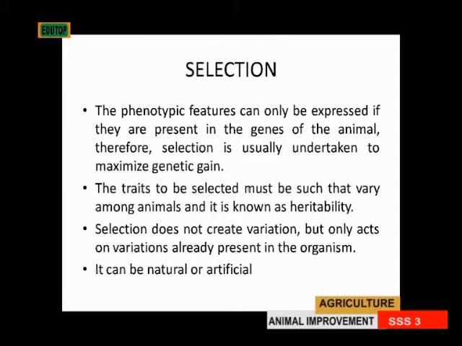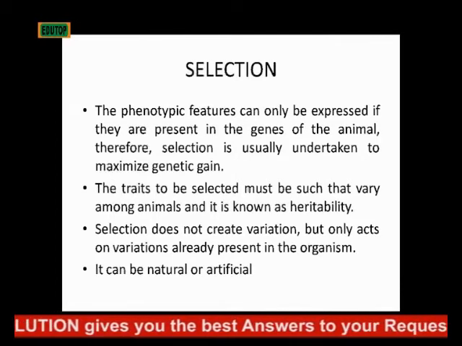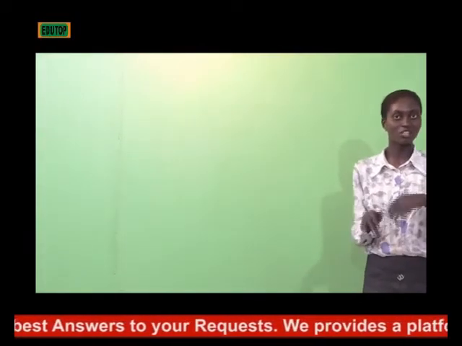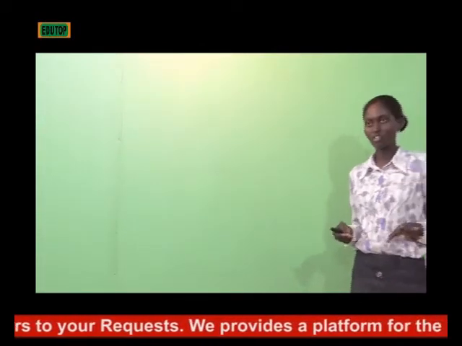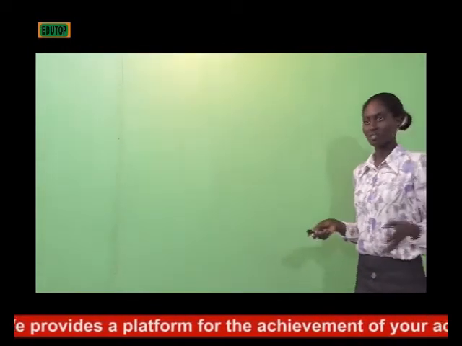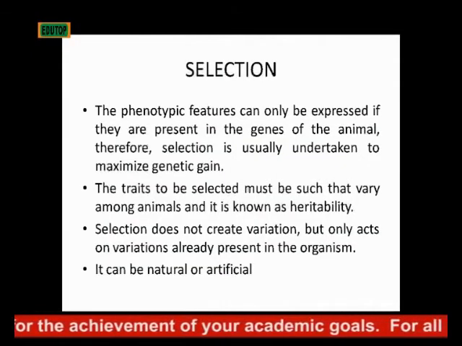Then the traits to be selected must be such that vary among the animals. This is known as heritability. Another thing is that selection does not create variation, but it only acts on variation already present in the organism. When you select for what the animal didn't have before, it doesn't gain it by selection. So it doesn't create variation, rather it acts on the variation that is already present in the organism. Then selection can either be natural or artificial.